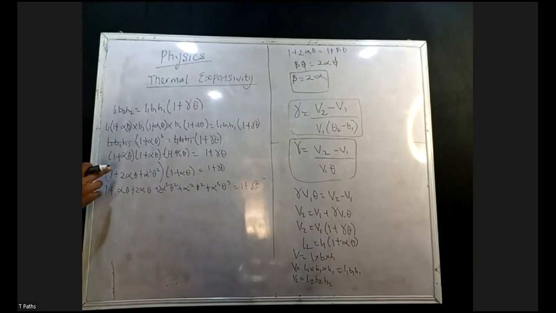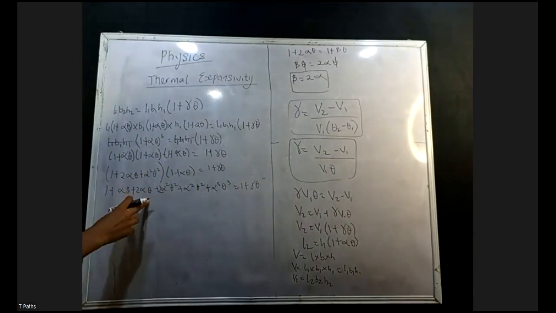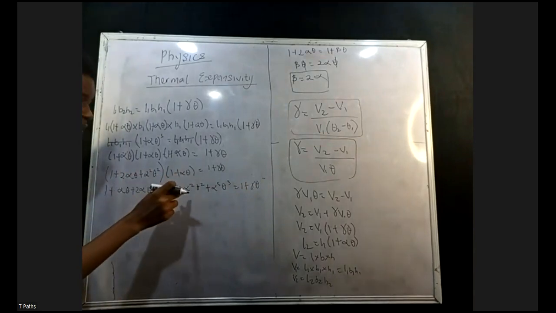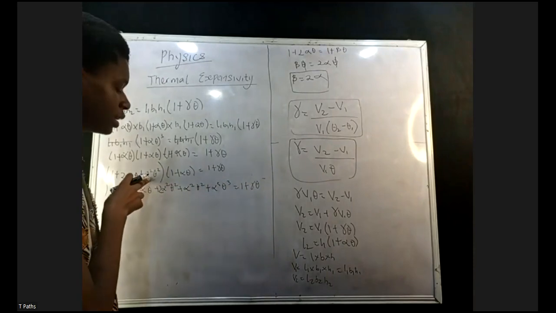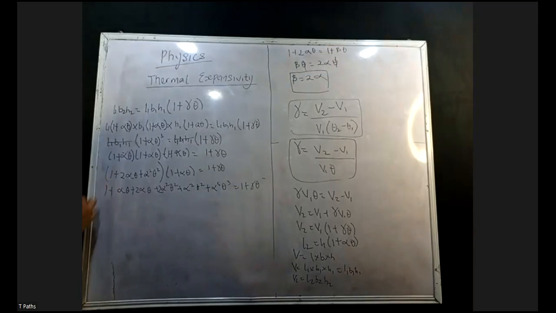1 times 1, 1, 1 times alpha theta, alpha theta, 2 times 2 alpha theta times 1, 2 alpha theta, 2 alpha theta times alpha theta, 2 alpha square theta square times 1, alpha square theta square, and alpha square theta square times alpha theta, alpha cube theta cube. All right, so I'm going to collect like terms.